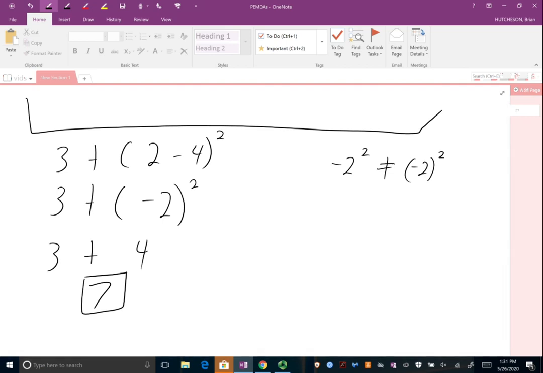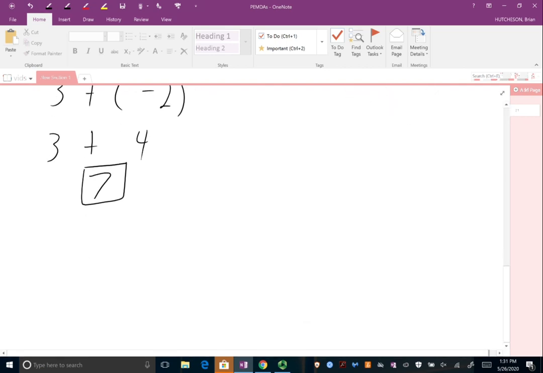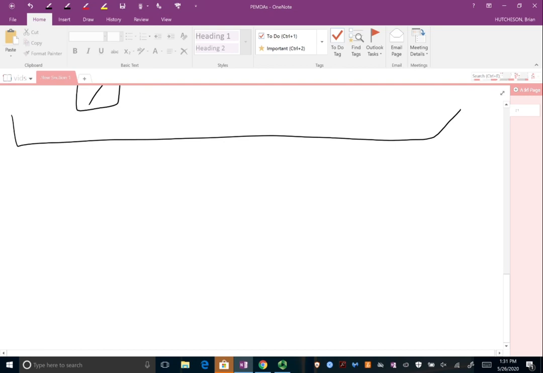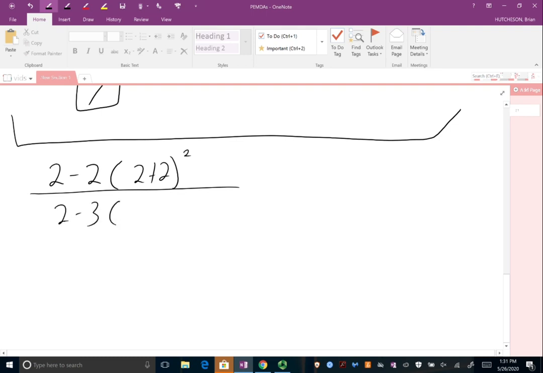So over the years, Facebook has been posting things that say, oh, half the people in the world can't get it right. Well, it's mostly a PEMDAS type problem when you simplify. Let's do 2 minus 2, open parentheses 2 plus 2, quantity squared, over 2 minus 3 times the 2 squared minus 3.